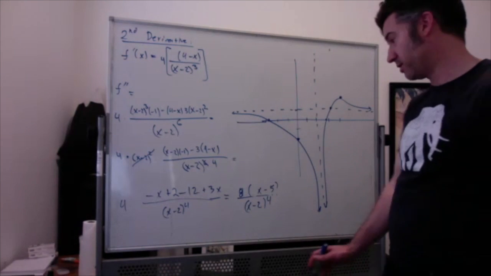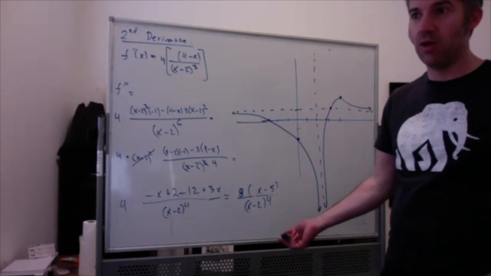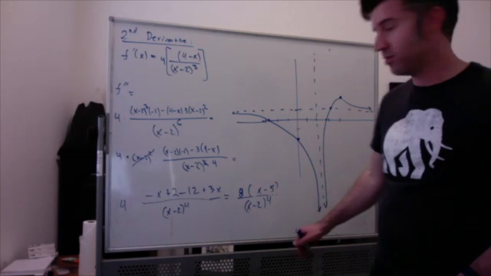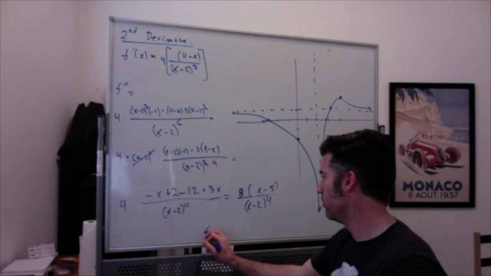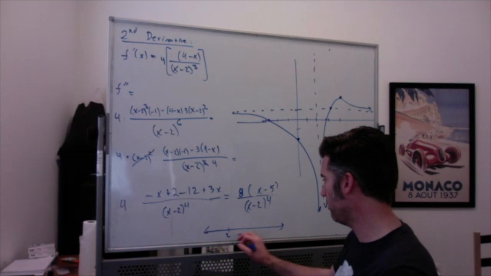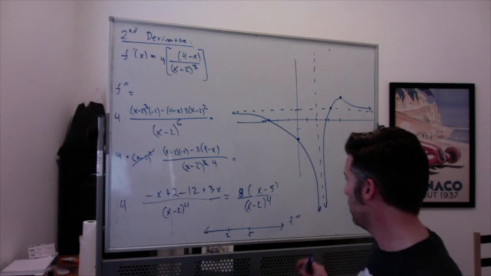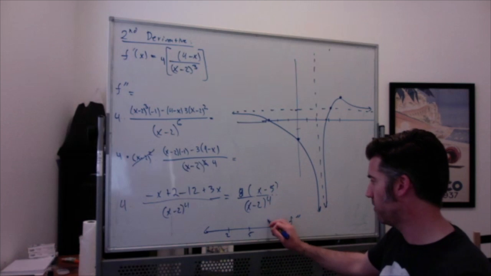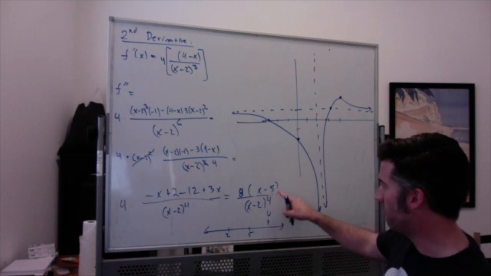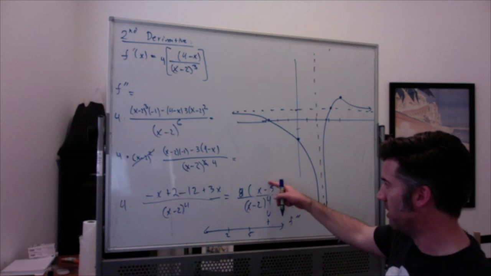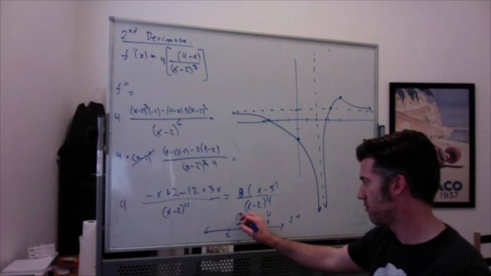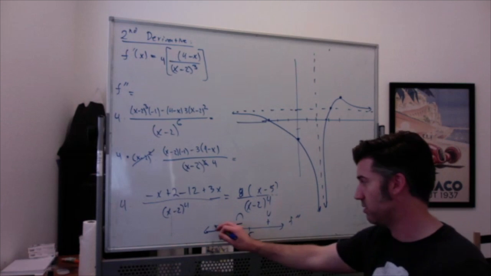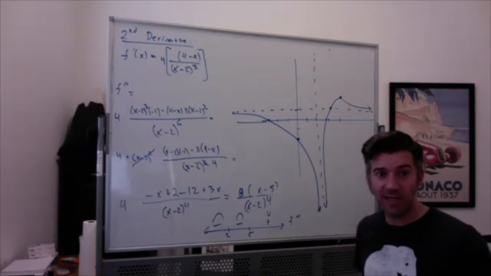Whew. All right. So my real critical value is 5. My pseudo-critical value is 2. So here's my number line for the second derivative. I can see that if x is bigger than 5, like 6, it's positive over positive, so it's concave up. If x is between 2 and 5, like 3, negative over positive. And if x is less than 2, like 0, it's a negative over a positive still, so it's concave down. And that should match up with our graph, right?